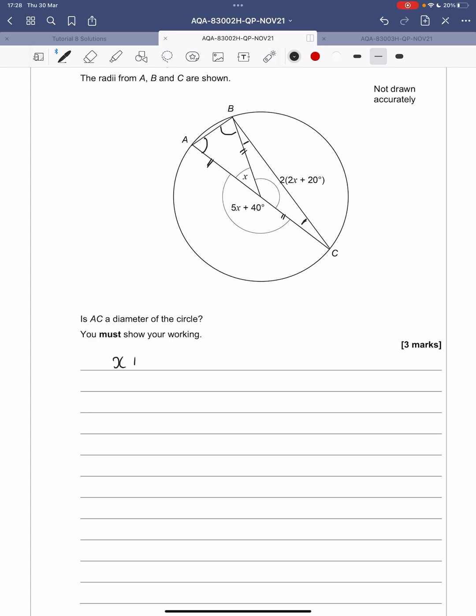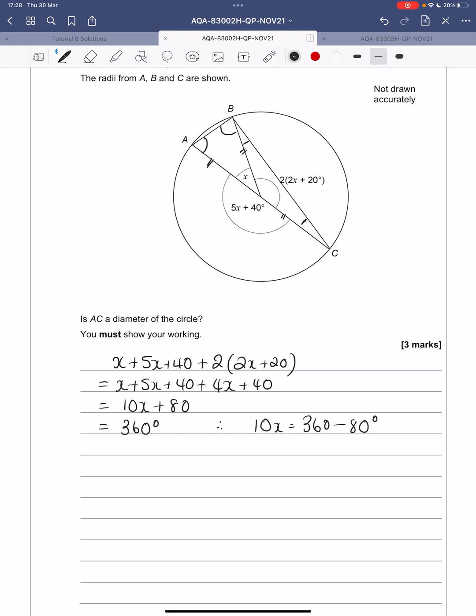Let's start by doing x plus 5x plus 40 plus 2 times 2x plus 20. So it's x plus 5x plus 40 plus 4x plus 40. So that's going to be 10x plus 80, and that's going to be 360 degrees. So therefore 10x is 360, take away 80 degrees, which is 280 degrees. So x is 28 degrees.